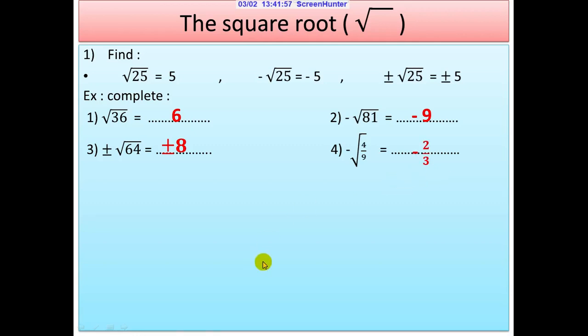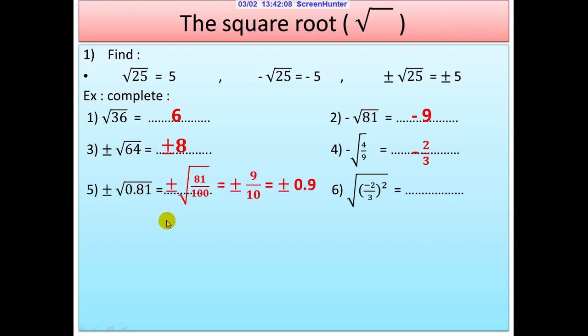Number 5, positive or negative square root of 0.81. First, we can change this decimal number into a fraction. It will be equal to positive or negative square root of 81 over 100. Now we can find the square root of the numerator and denominator like that. It will be equal to positive or negative 9 over 10. Finally, it will be equal to positive or negative 0.9.